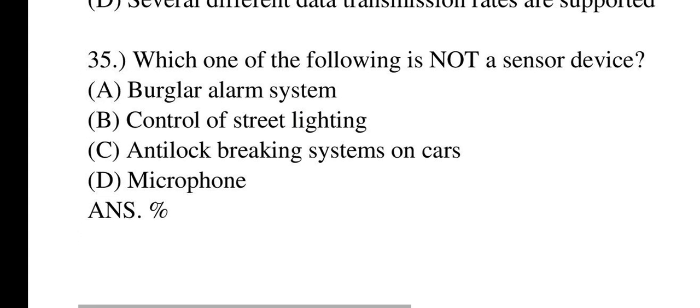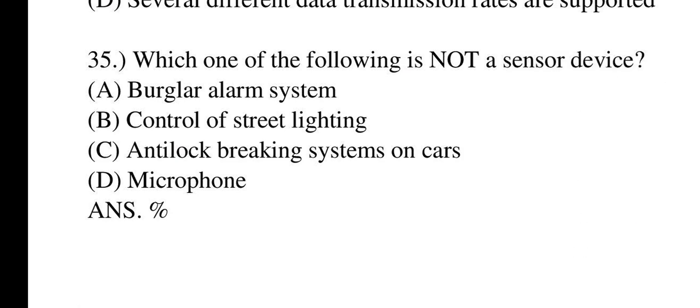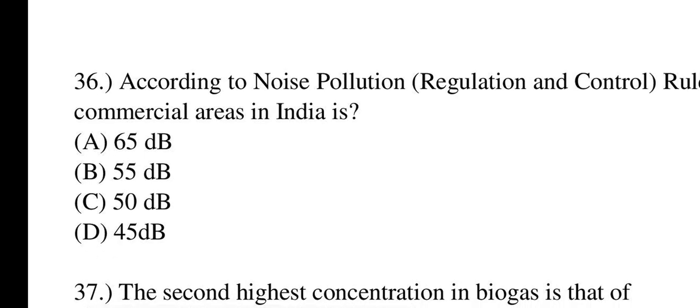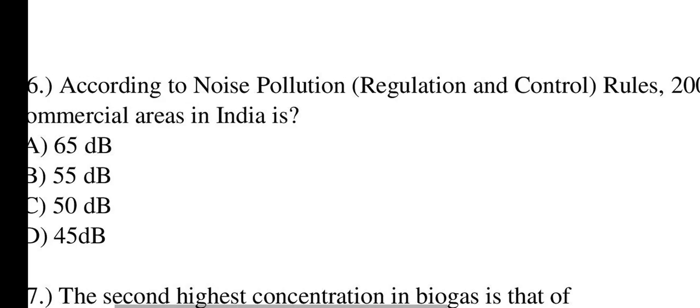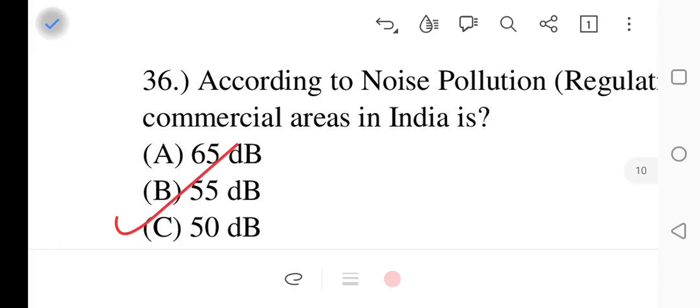So this I don't know, so please try to do it by yourself. Moving on, number 36 says, according to the Noise Pollution Regulation and Control Rules 2000, the night-time noise standard for commercial areas in India is what? A, 65 decibel; B, 55 decibel; C, 50 decibel; D, 45 decibel. 36, B, 55 decibel will be correct.